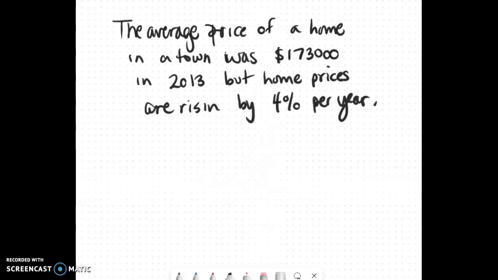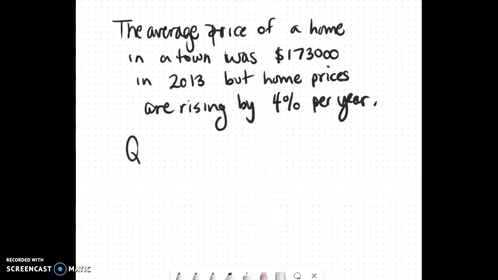Right, so this question comes from 9C. And in 9C, we're talking about exponential modeling. So the question, let's read through it. It says the price of a home in a town was 173,000 in 2013, but home prices are rising. Oops, misspelling here. Rising by 4% per year. And it asks us to find an exponential function of this form.